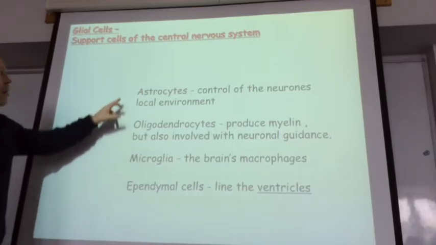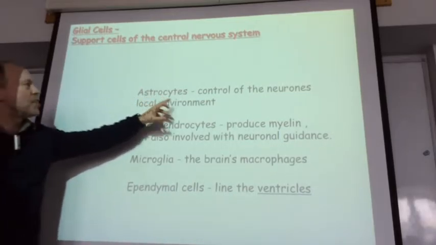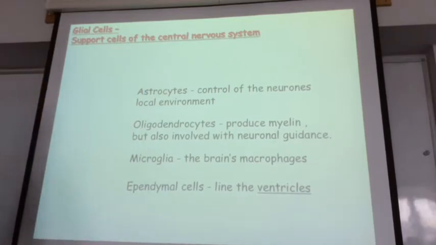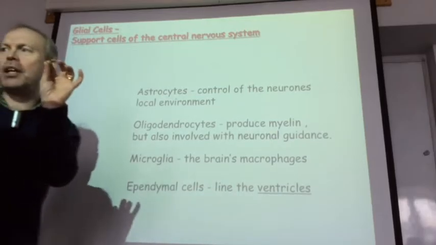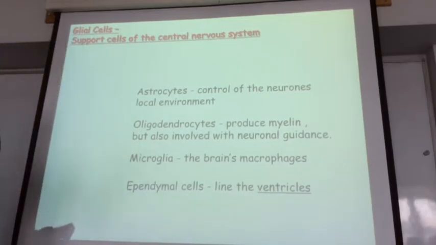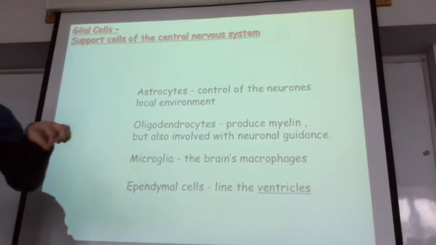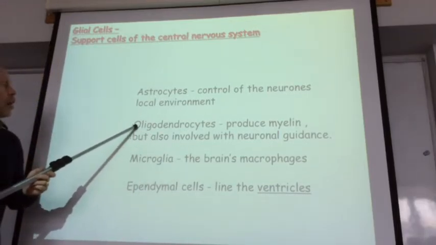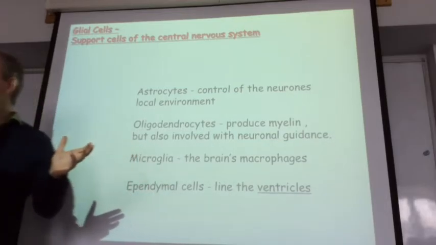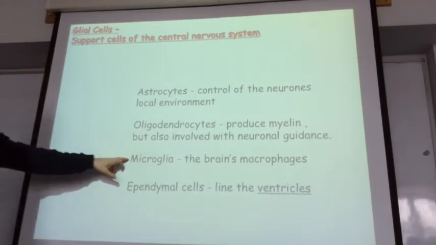Okay, so astrocytes, they're standard controllers of the external environment. So they'll take up excess potassium, take up excess neurotransmitter, that type of thing. Sometimes they will transmit nutrients from a blood vessel to the proximity of a nerve. They're just the standard ones that do that. Oligodendrocytes are primarily producing myelin, as I said earlier. Microglia are the brain's sort of immune cells.